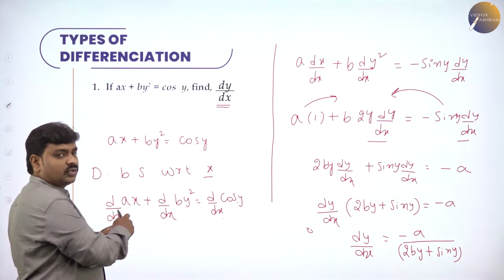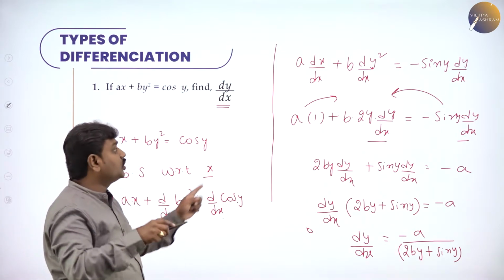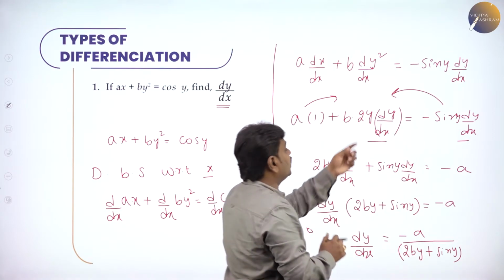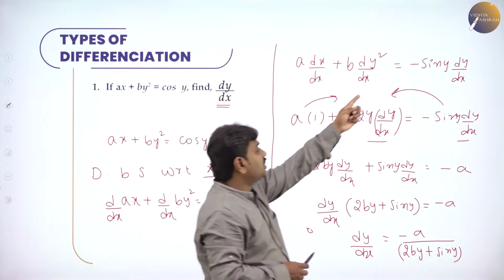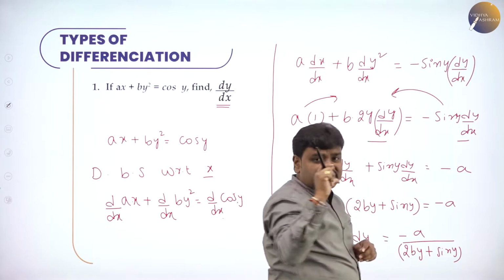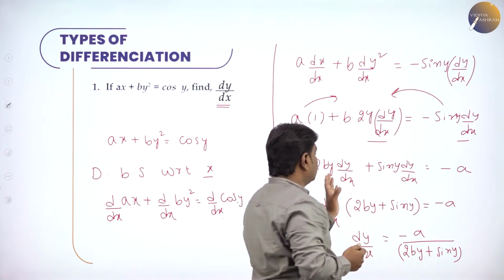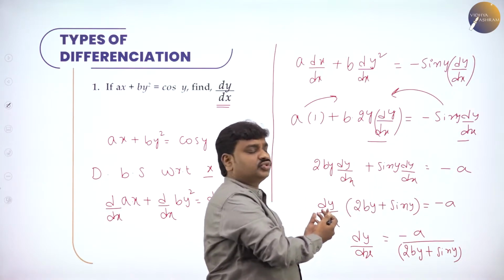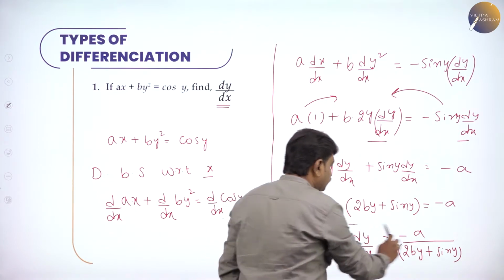A is constant, take it out, the derivative of x is 1. B is constant, take it out, the derivative of y square is 2y into dy by dx. So 2y into what? dy by dx. Similarly, the derivative of cos y. What is the derivative of cos y with respect to x? Minus sin y into dy by dx. So into dy by dx, y acts as an internal function with respect to x. Bring this term to this side, and there are two terms with dy by dx. Group all the terms, bring all the dy by dx terms to one side and take out dy by dx, make it the subject, and we'll get this. So now this is your answer.